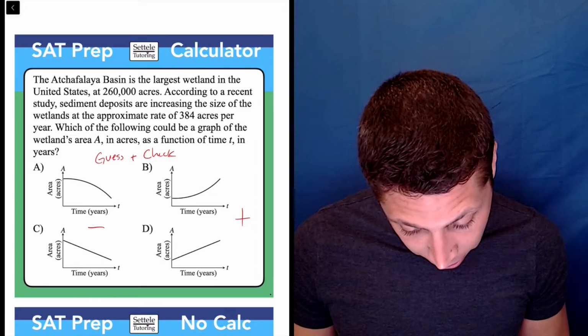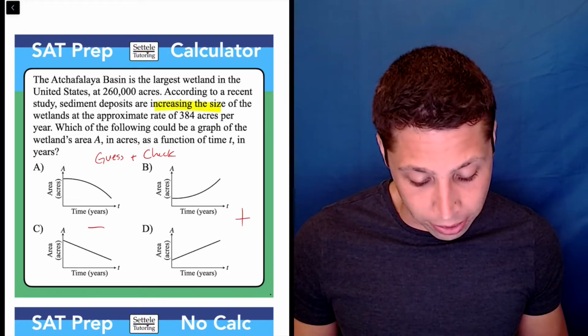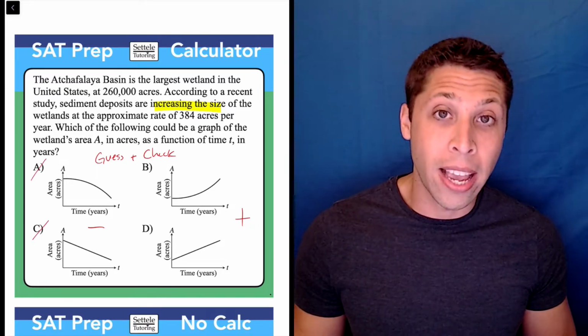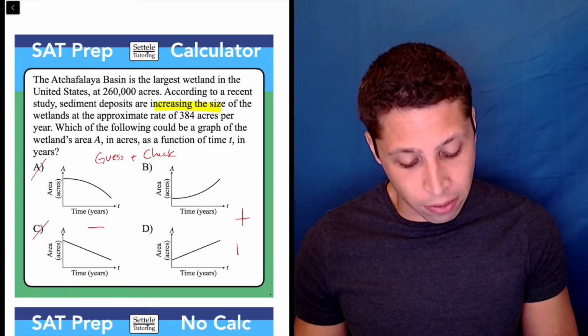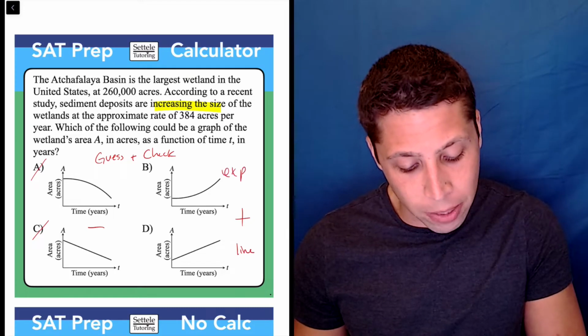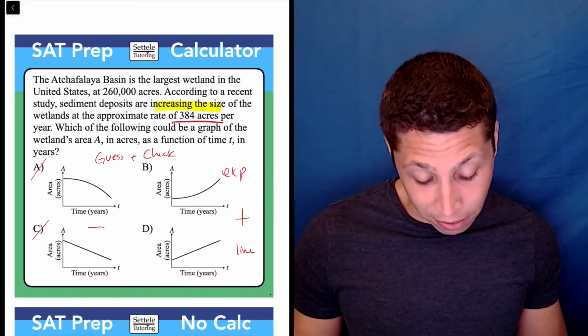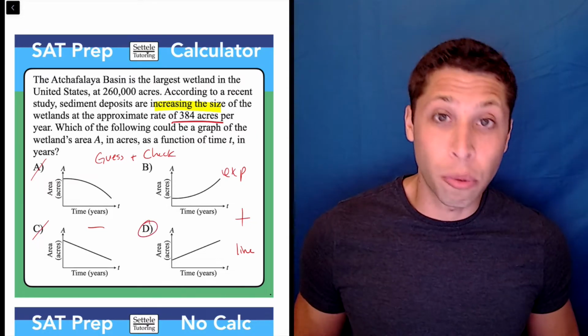And okay, here we go. They're increasing the size of the wetlands, right? So this kind of thinking lets me get down to two choices right away. And then I could say, okay, well, what else is the difference? I have a line or I have an exponential growth. And it does seem to say 384, so that's probably a line. So this one would be pretty easy.